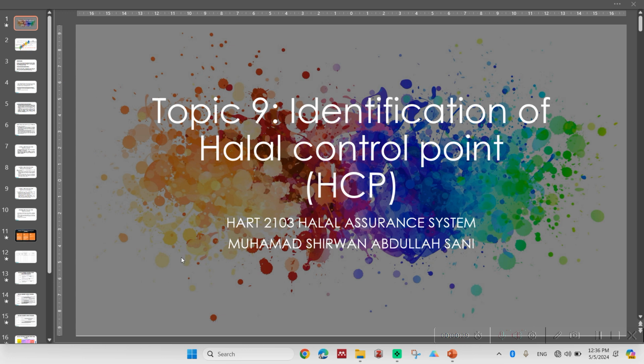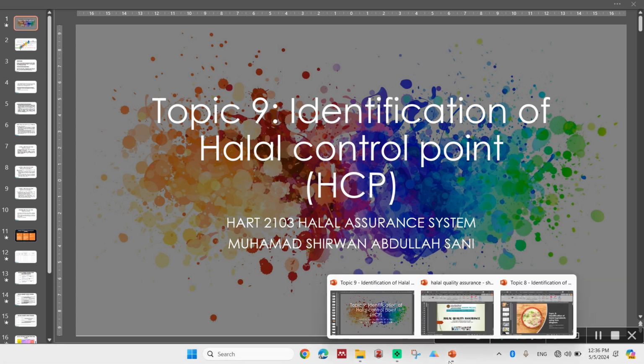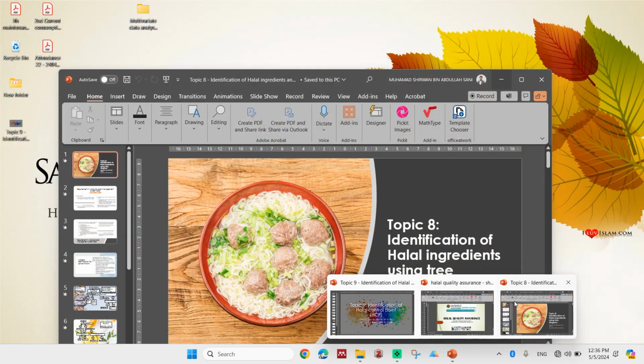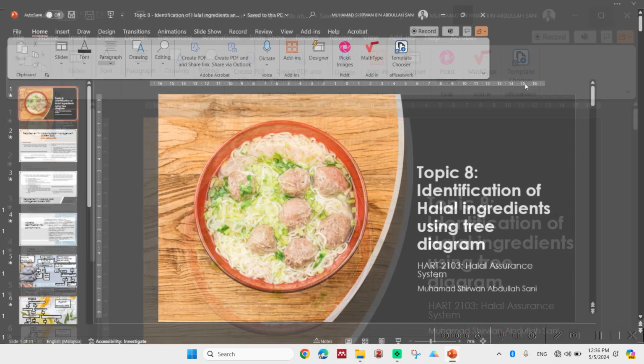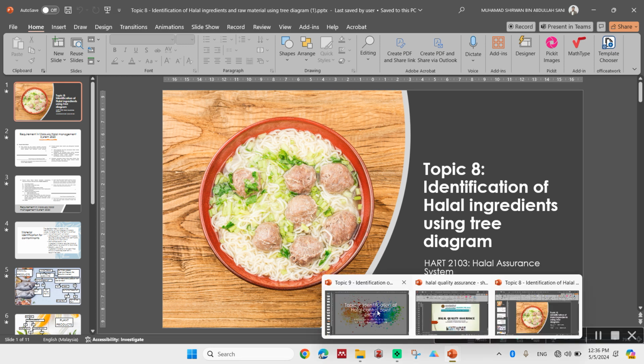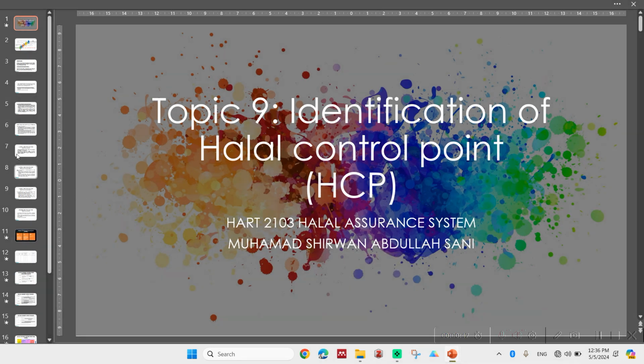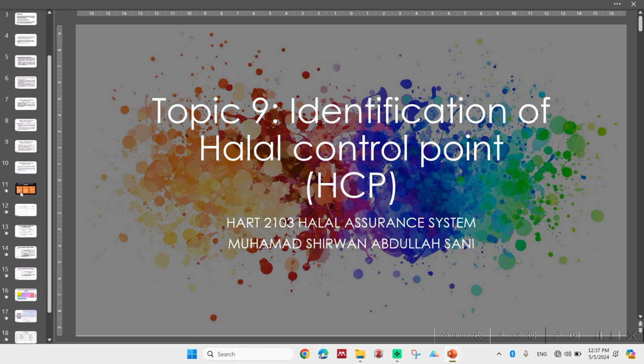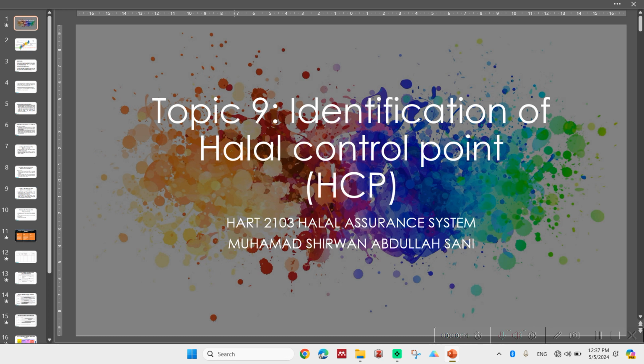In the previous topic, we discussed topic number 8, which is this one. If you can recall, this topic is on identification of halal ingredients using tree diagram. And if you remember, one of the parts that you need to know about this halal assurance system is the list of ingredients that shall be halal certified.